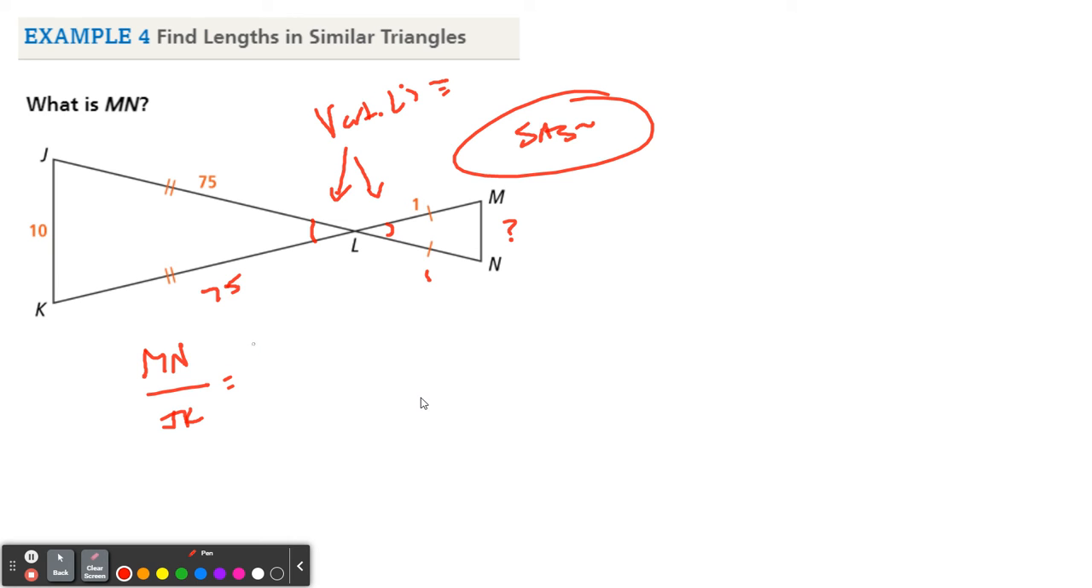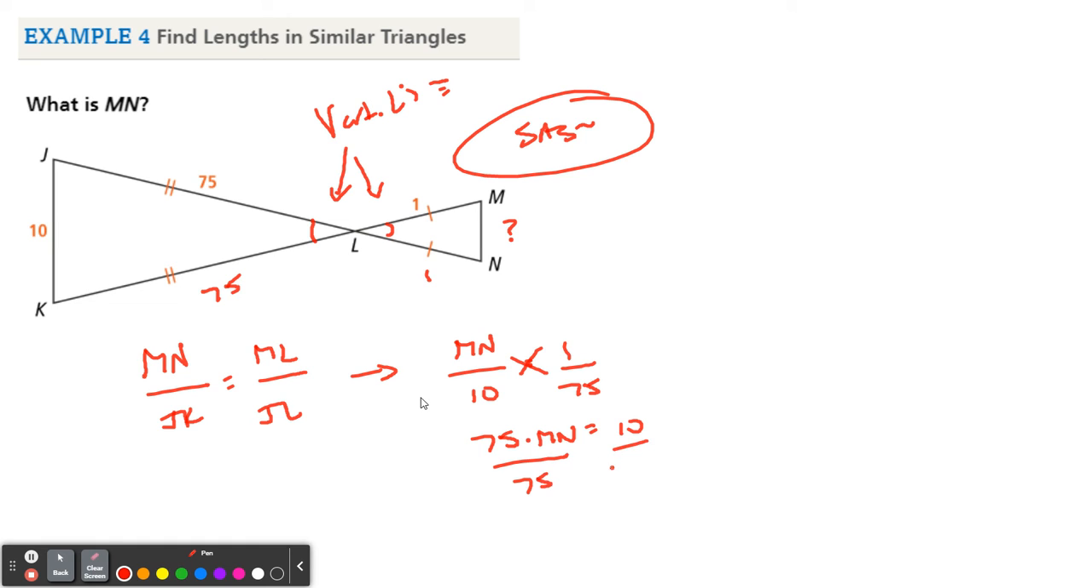Let's pick ML and JL. Well, MN we don't know, so leave it as MN, or you could call it X. JK we know is 10. ML is 1, and JL is 75. So we need to find the value of MN that makes this ratio the same as that one. Well, to solve a proportion, we're just going to cross multiply. That gets you 75 times MN equals 10. And then to get MN by itself, we're going to divide by 75. And MN comes out to be a decimal, 0.08, or you could have the fraction, which is 2 over 25.